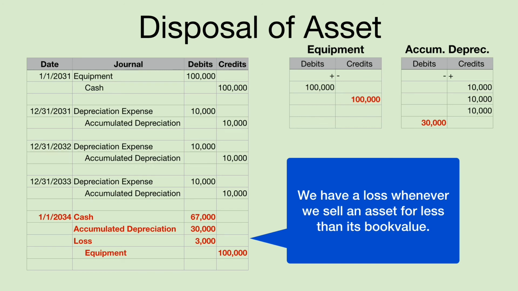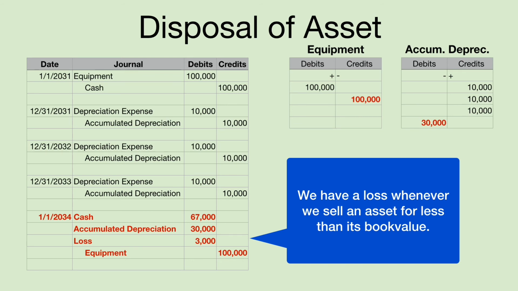Here is an example of when we sell an asset for less than the book value. Remember, the book value of this asset was $70,000. We're going to sell it for $67,000 because that's the best price we can find. So we debit cash for $67,000.